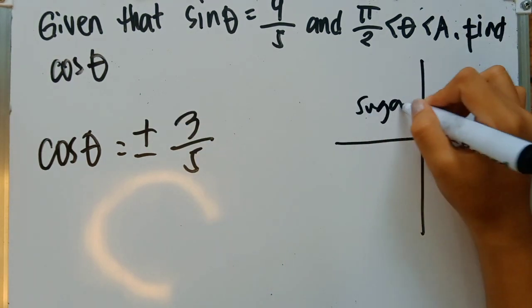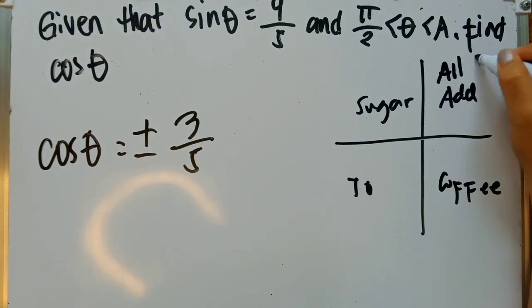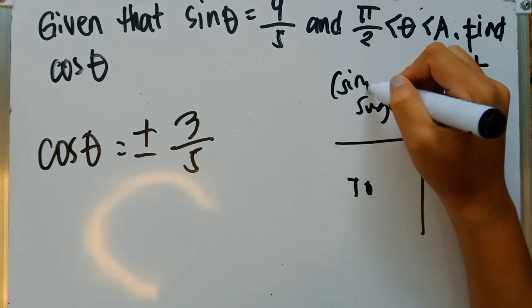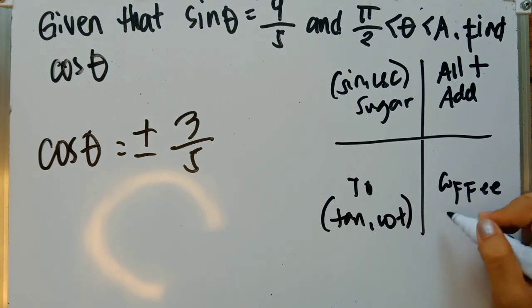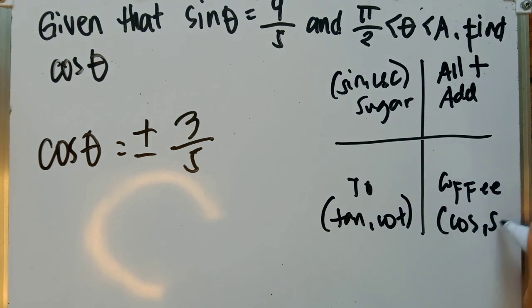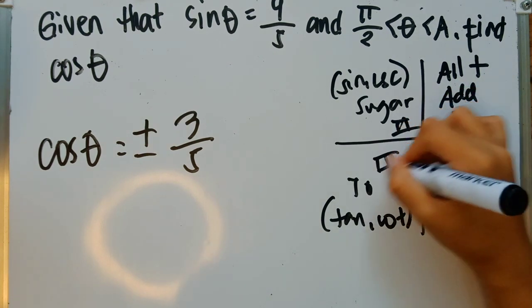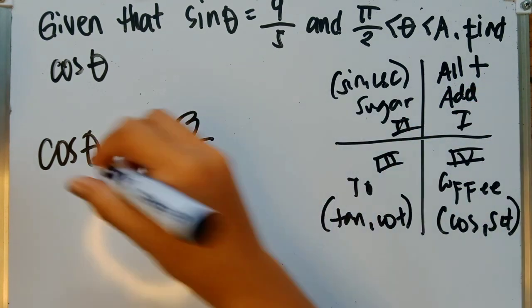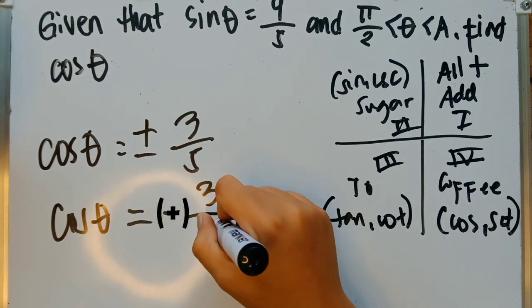For us to know what sign we should use, we have a technique that is called Add Sugar to Coffee. In quadrant 1, all are positive. In quadrant 2, sine and cosecant are positive. In quadrant 3, tangent and cotangent are positive. In quadrant 4, cosine and secant are positive. So since sine is positive in quadrant 1, the final answer is cosine theta is equal to positive 3 over 5.